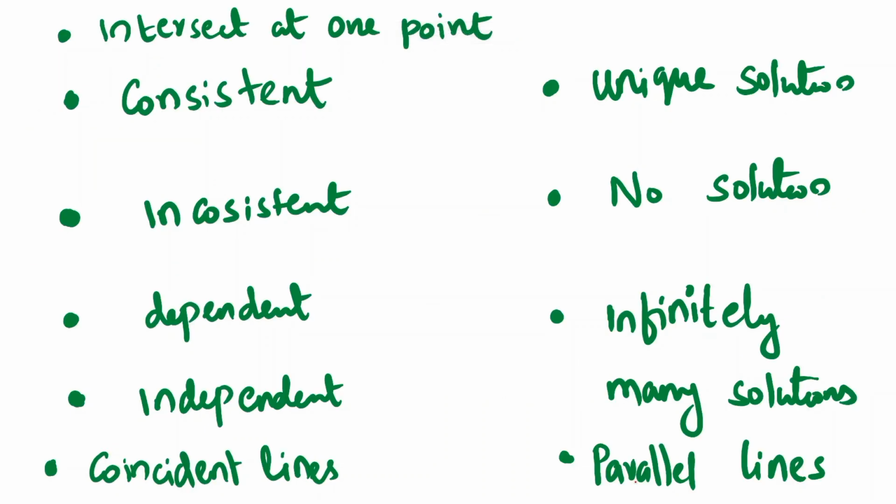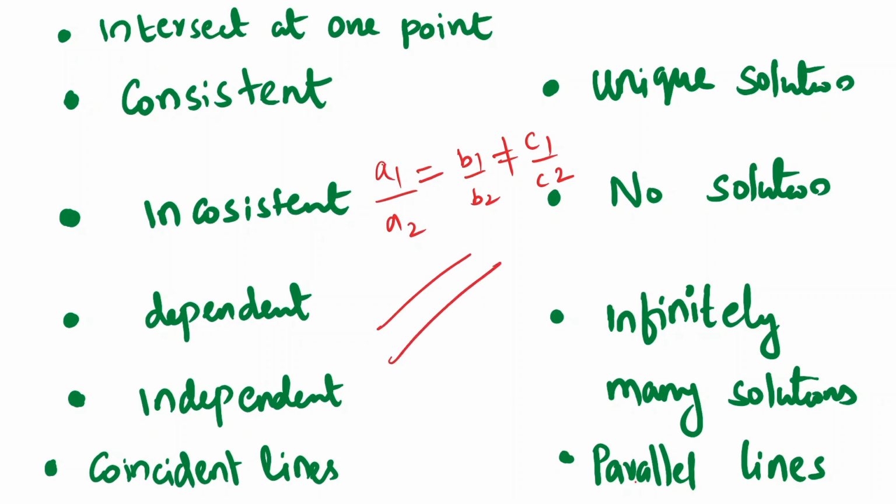Okay, so here what is the situation? a1 by a2 equals b1 by b2 but not equals c1 by c2. Is that right? So which are the points you will mark as correct? These are parallel lines, right? Parallel lines. So intersect at one point? Never. Consistent? No, we don't have any solution for this, right? And inconsistent? Yes. Dependent? No.